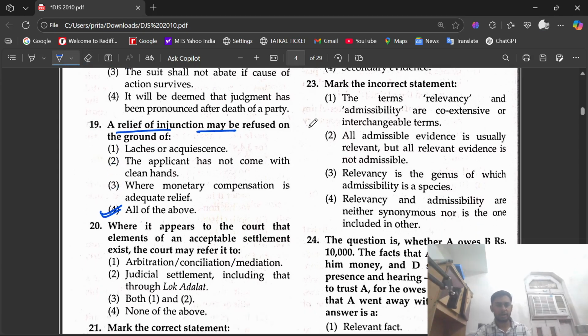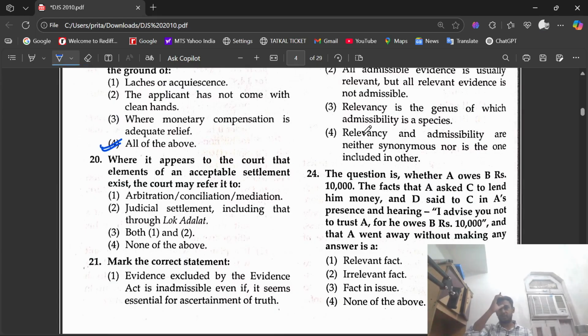Question number 20. Where it appears to the court that elements of an acceptable settlement exist, the court may refer it to arbitration, conciliation, mediation, as well as judicial settlement, including that through lok adalat. So both options are correct, first and second.